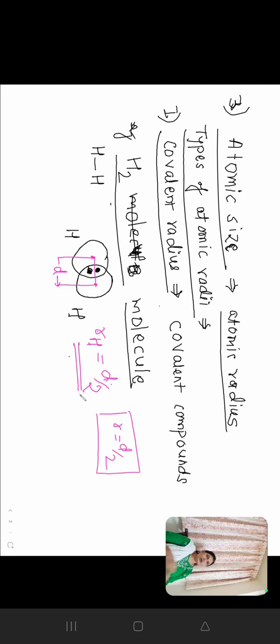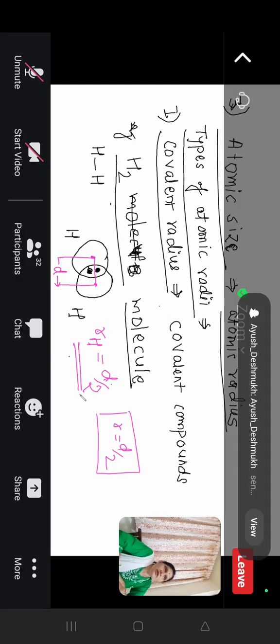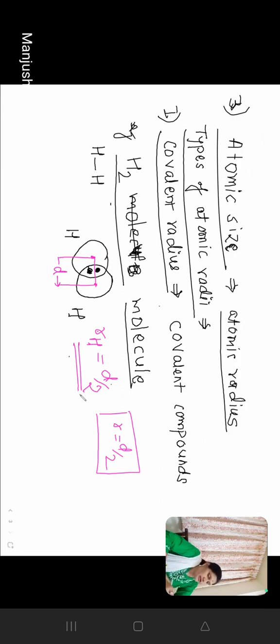Now, how to calculate the radius of hydrogen atom? We can calculate the radius of hydrogen atom by measuring the internuclear distance in two hydrogen atoms in a molecule, and therefore radius of hydrogen is equal to d by 2.